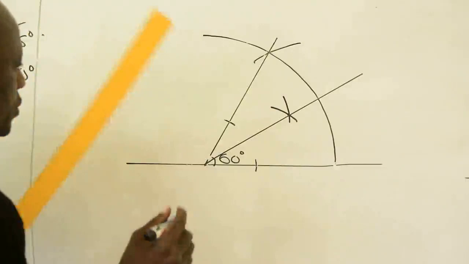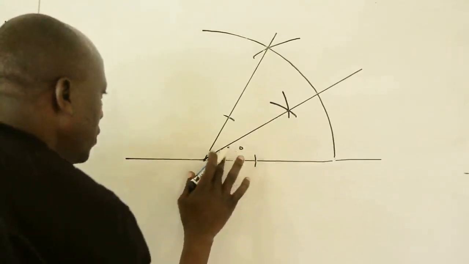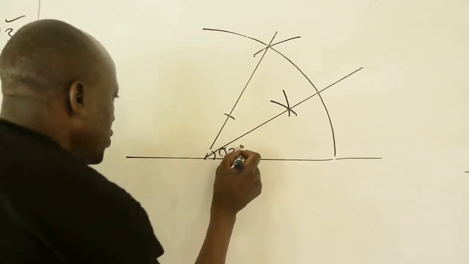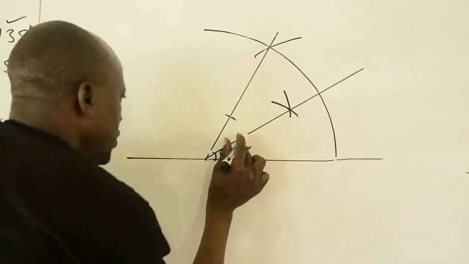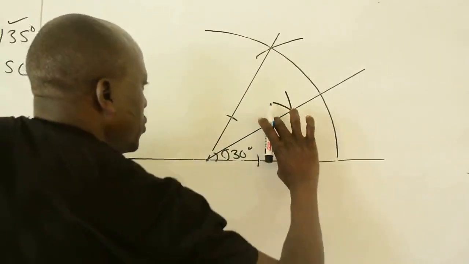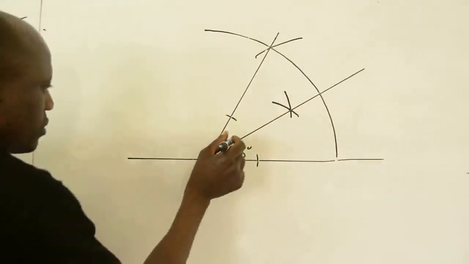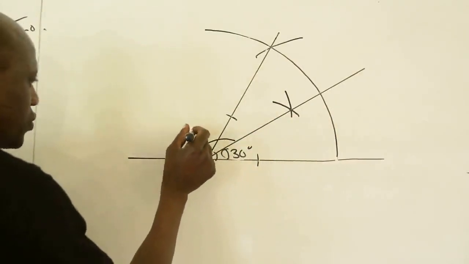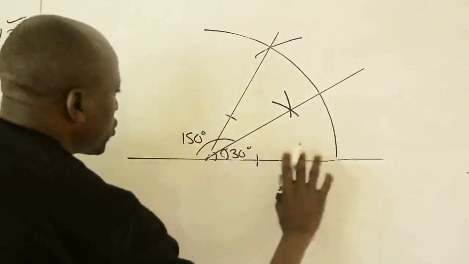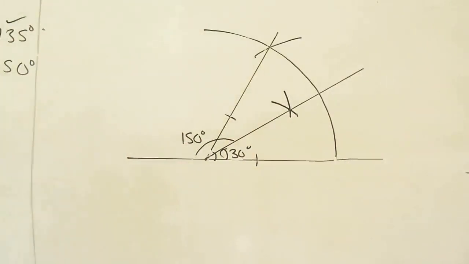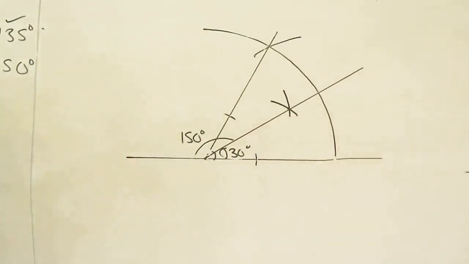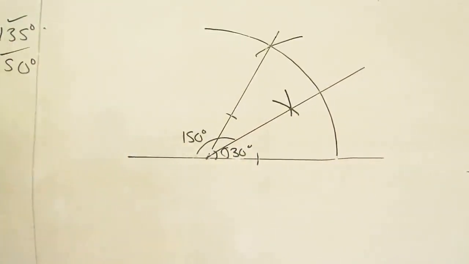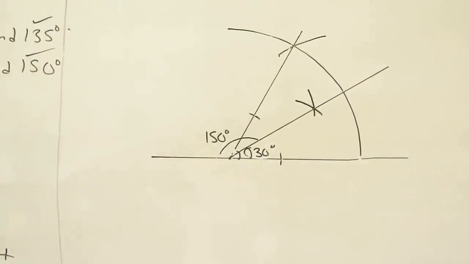So, this is now angle 30 degrees. Now, this angle is 150 degrees because the sum of angles on a straight line is 180. So we are done with class B. Now let's move on to class C.